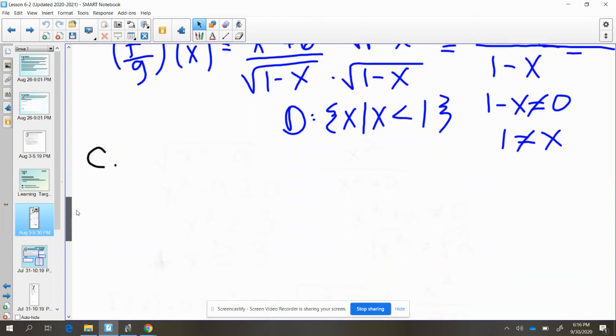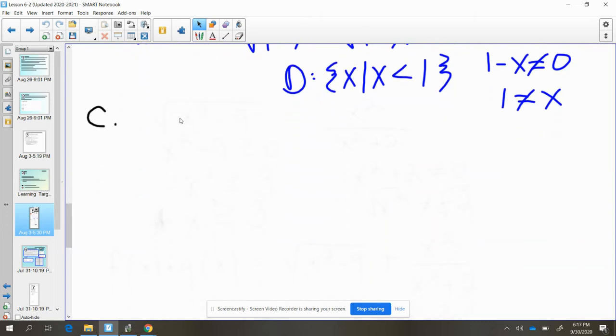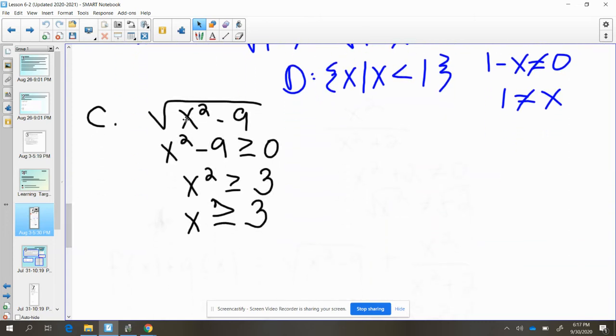And finally, talking through our last example here for part C. Notice in the original function that they gave us up here in part C, square root of x squared minus 9, from the beginning we want to look at what our possible domain is. So notice that we have to have all x values greater than or equal to 3.